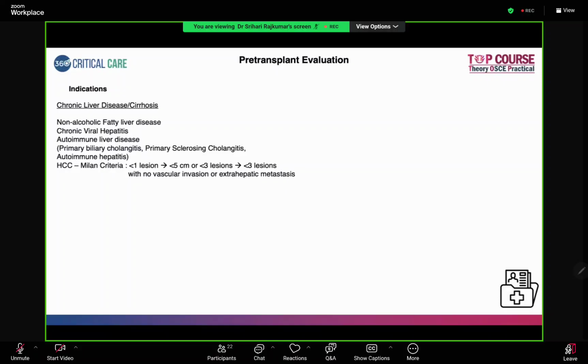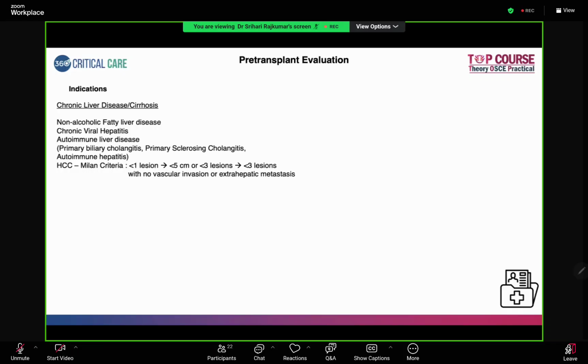And along with that, chronic viral hepatitis, either B or C, autoimmune liver diseases that can be either primary biliary cholangitis, primary sclerosing cholangitis, or autoimmune hepatitis. Any of these conditions, if there is a decompensation occurring progressively, that becomes an indication. And hepatocellular carcinoma can be considered for transplantation, provided it fits into this criteria.